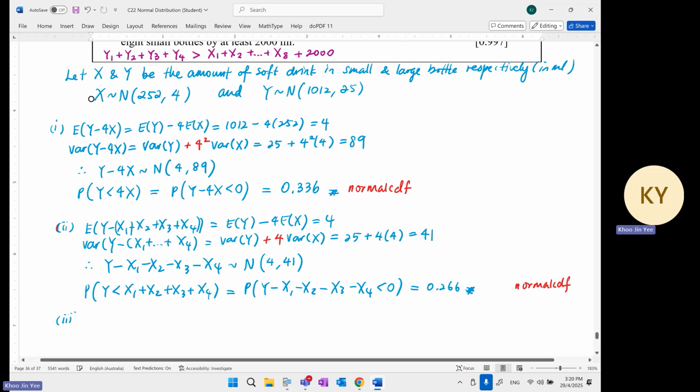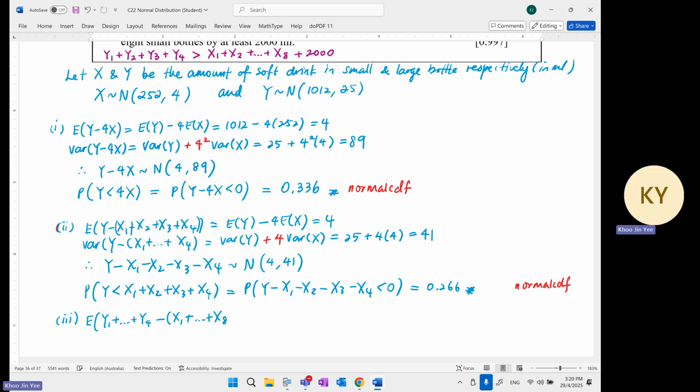Part 3. Expectation first: the expectation of y1 all the way to y4 minus x1 all the way to x8. So this one would be 4 copies of EY minus 8 copies of EX. So 4 copies of 1012 minus 8 copies of 252, which will be 2032.